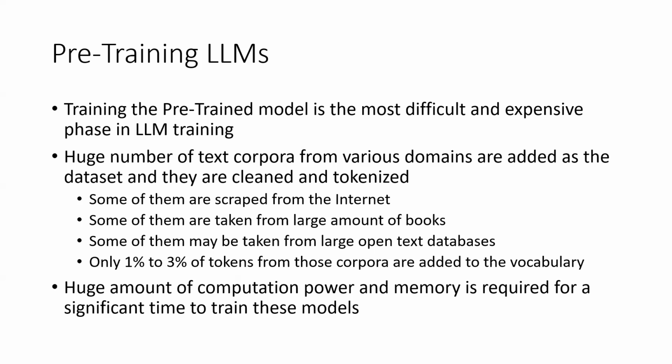And because the text corpus used for this large language model is huge, most of the tokens in it are omitted from the vocabulary; only 1% to 3% of tokens from the corpora are used in the vocabulary. But still, there would be hundreds of thousands of tokens in the vocabulary of a large language model, right? And we can't do all this even for a small organization, which doesn't have that much budget.